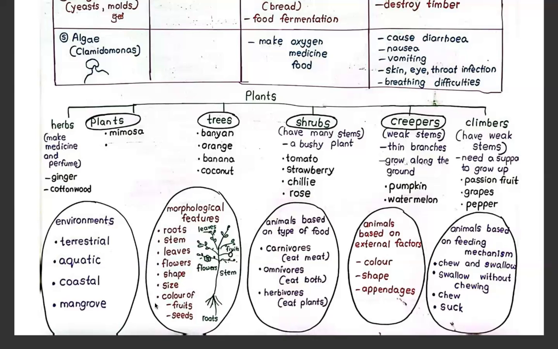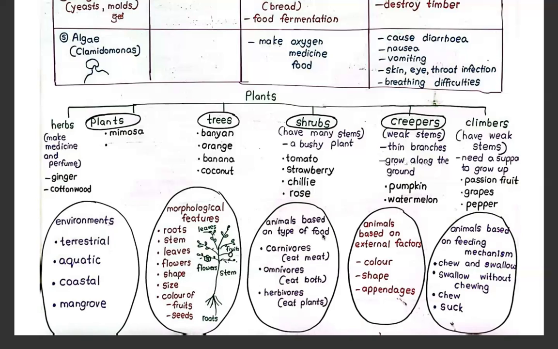Right? Then there are some features called morphological features. What are the morphological features, you know? Roots, stems, leaves, flowers, shapes, sizes, colors of fruits and seeds. Seeds කියලා කියන්නේ බීජ වර්ග, right? So morphological features are the parts of a plant. Okay.